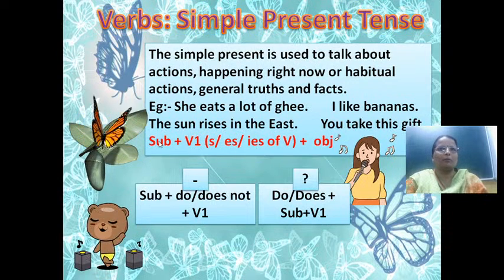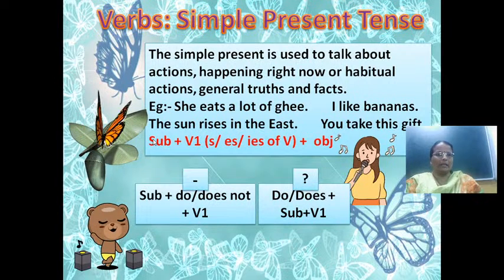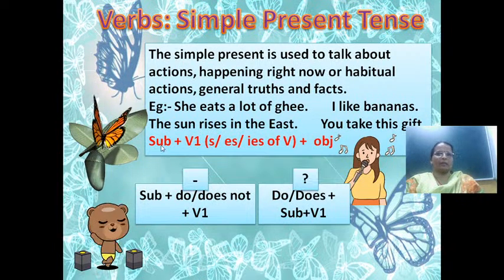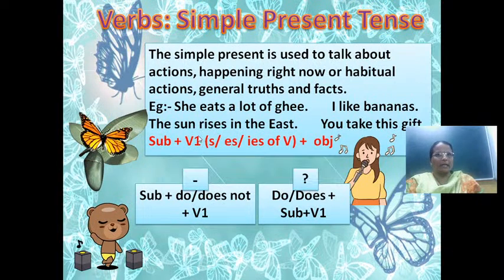Okay. Now look here. How do we form simple present tense? First of all, SUB. SUB here means a subject. Okay. He, she, it, we, they, Arun, Meena, or Akhil, or Pranali, etc. are subjects. A monkey, a cat. Okay. So subject plus V1. V1 means, I told you, base form of the verb.